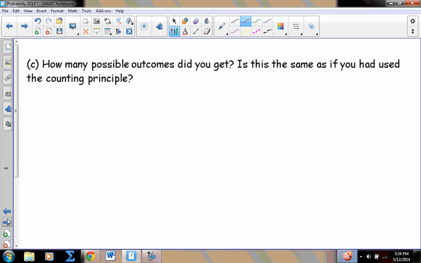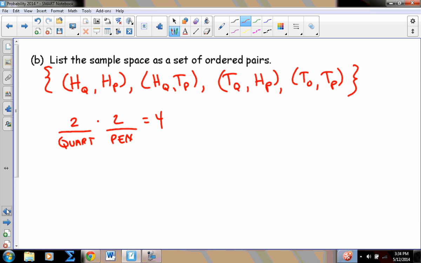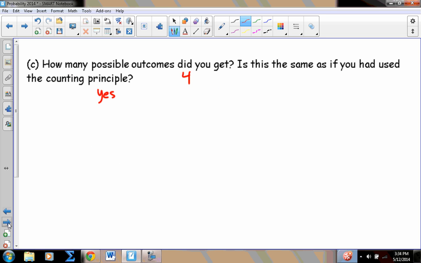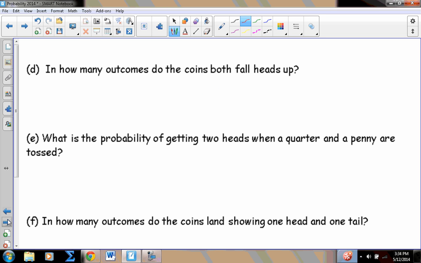Okay, how many possible outcomes do we get? 4. And is it the same as if I use the counting principle? Yes, because I just showed you that on the last page. Okay, 2 times 2 gives me the 4. Okay, how many outcomes do the coins both fall heads up?